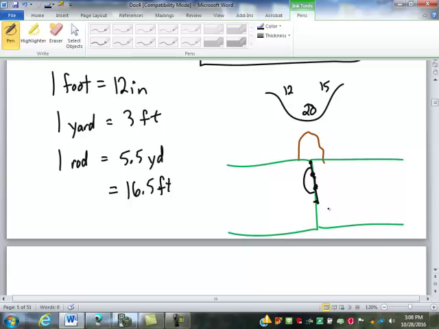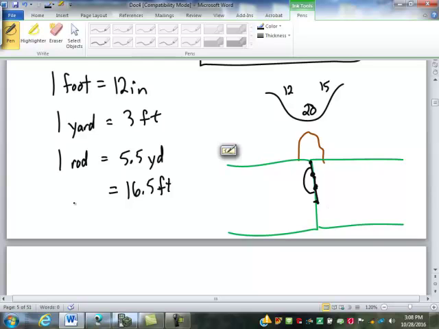To this day, land is still surveyed in rods. If you look at the official survey of land, it'll say the northeast corner is 16.5 rods from this landmark, and north of this landmark, and east of this one, and so forth. So we will still use rods a little bit in this class.